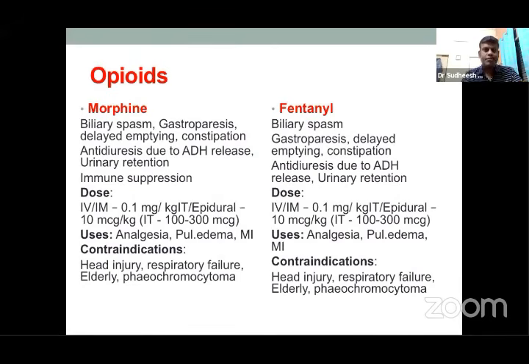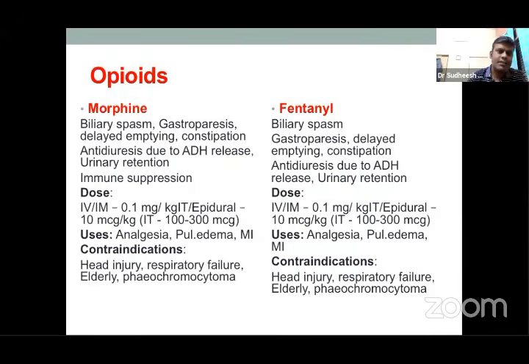and susceptibility to infection. Both morphine and fentanyl are used by various routes, that is intravenous, intramuscular, intrathecal, epidural, and also for blocks. One thing you need to understand is that morphine is hydrophilic, whereas fentanyl is lipophilic. So the intrathecal and IV dosages are similar in the case of fentanyl, whereas in the case of morphine, the intrathecal or epidural dose is 1/10 or 1/20th of the IV dose.